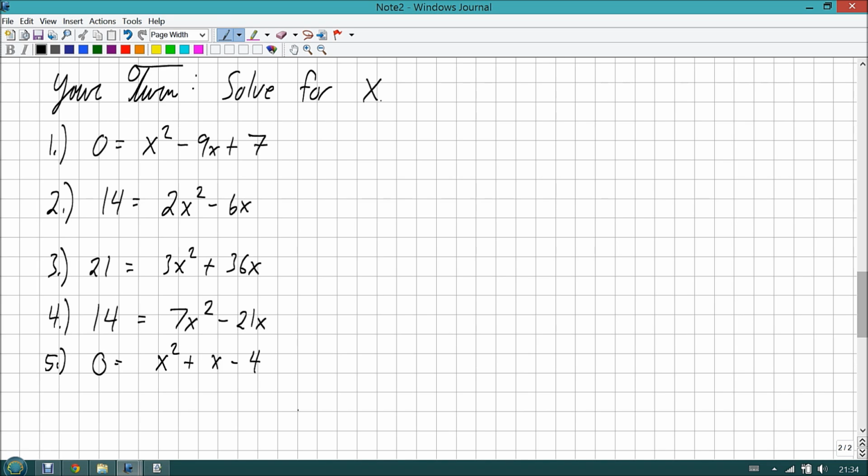Okay, let's go ahead and double check our answers. For number 1, we'll do that one first. I'm going to have negative 7 is equal to x squared minus 9x. From here I'm going to add and subtract 9 over 2 squared, so that'll be negative 7 is equal to x squared minus 9x plus 81 over 4 minus 81 over 4.